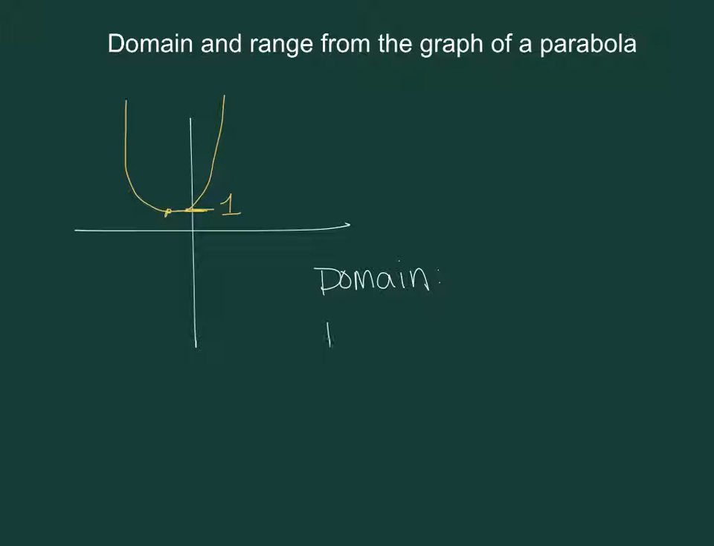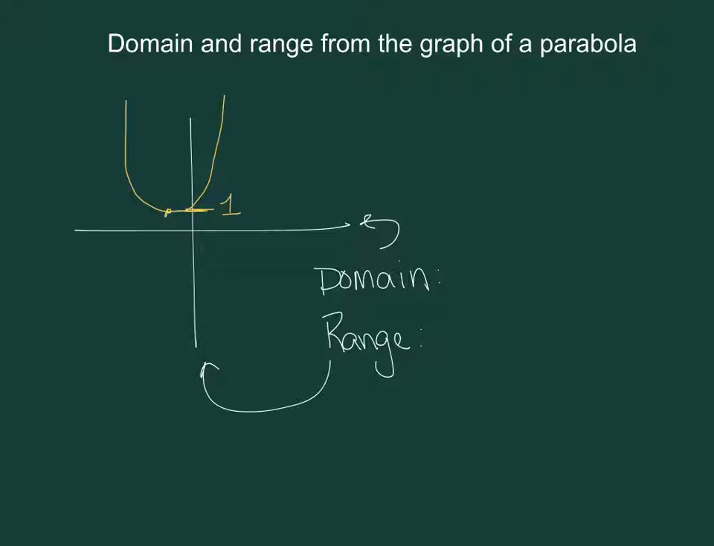Okay, so this is one that you guys have seen a bit of. So if I have a graph and I have a parabola that does something like this, and let's say that's at 1, okay, so that's where my vertex begins. What we want to do is find out what the domain of this graph is and what the range of this graph is. Now domain is your x-axis, and range is your y-axis.